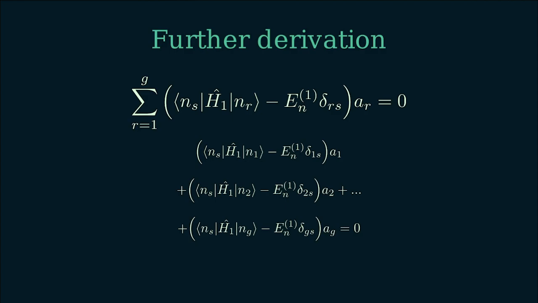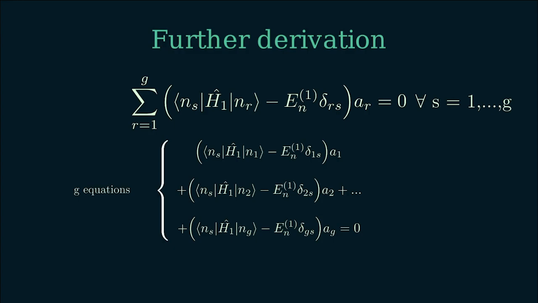But this is actually not the case, because this equation holds for all values of s from 1 to g. So in fact, we don't just have one equation, we have g such equations: one equation for each and every value of s, and s can take on values from 1 all the way to g. So we have g unknowns and g linear equations, and that should get us thinking about matrix equations.